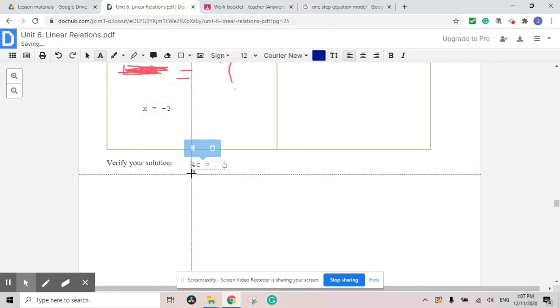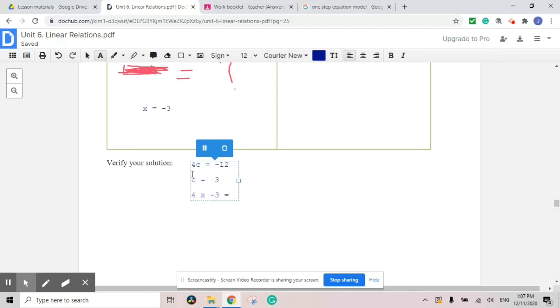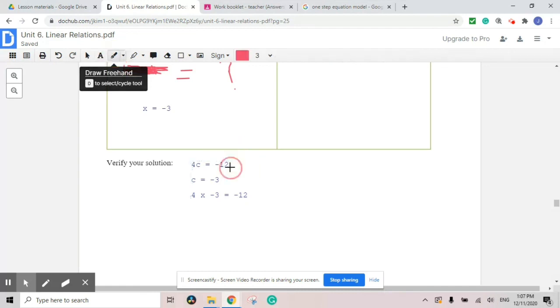We said 4c is equal to -12. If c is equal to -3, that means 4c, which is a fancy way of saying 4 times -3, should give you the same number you see on the right side. 4 times 3 is 12, and positive times negative gives you negative. So as you can see, my right side value and my left side value agree with each other. They are equal together.